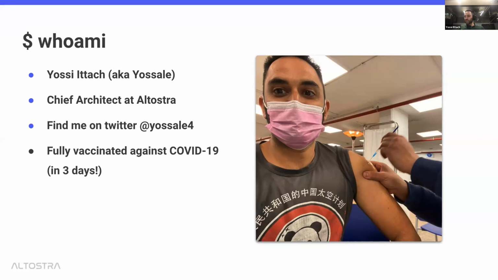What we're going to do here today is show you how you can build and deploy serverless and cloud infrastructure faster using Altostra and CircleCI. And we're going to do it using a demo.